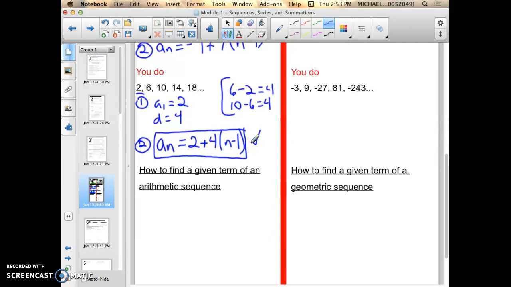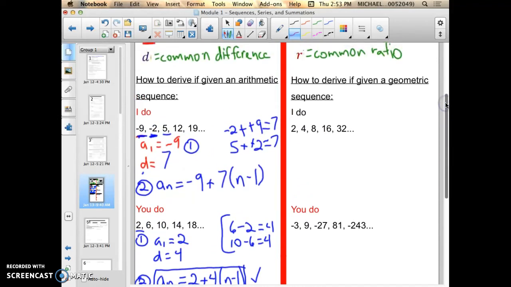Now, just to reiterate, now that I have this explicit formula, if I wanted to find the 50th term, I would say a sub 50 equals 2 plus 4 times, I hope you can see this now, instead of n, I would write 50, because I want to find the 50th term. Now, let's move on to geometric over here. I'm going to do the I do problem, and I'll have you try one on your own.